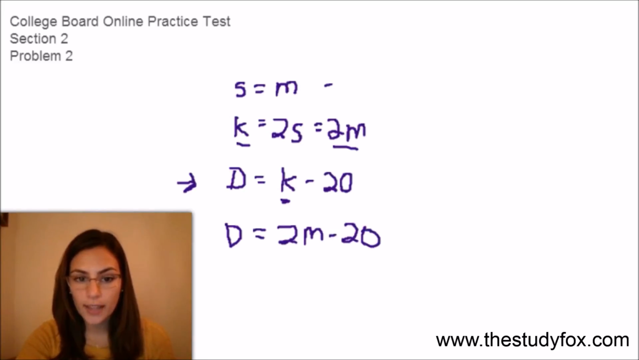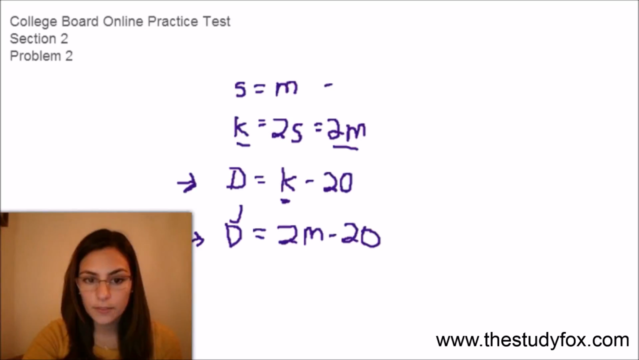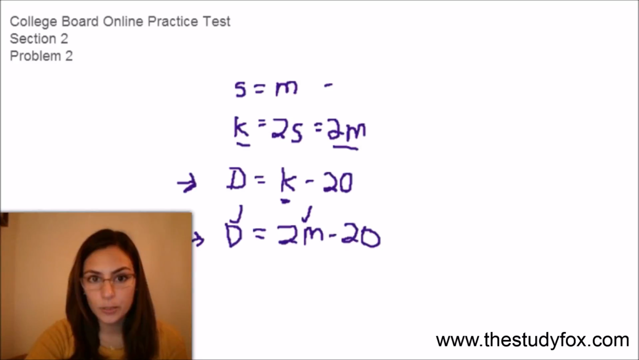And let's just double check. Are we looking at Darren's distance? Yes, we are, because we have our D equation. And is our equation in terms of M? And yes, it is. So if we look down at our answer choices, we can quickly see that answer choice B is equal to 2M minus 20, which is what we got. So the correct answer choice is B.